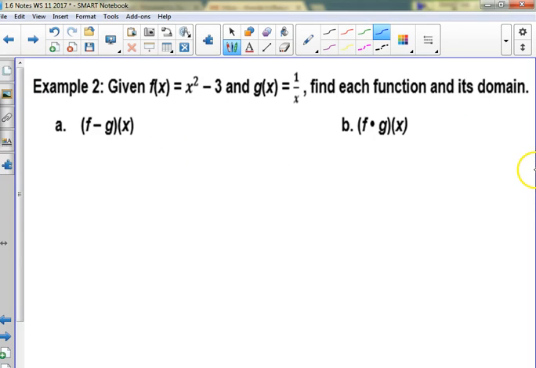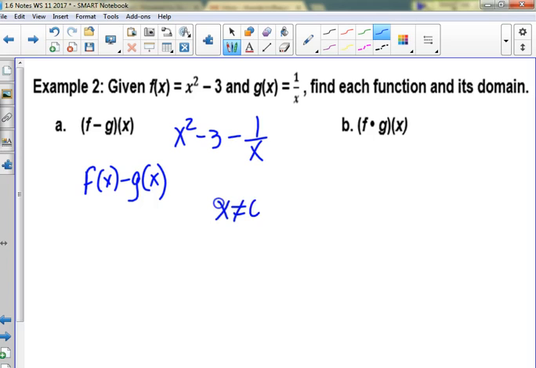I think they're blank for you to write down. f minus g would just be the same as f of x minus g of x. So what are we going to have? x squared minus 3 is f, and then we're going to subtract this, okay? What is the domain? Is there a restriction? Yes. x cannot be 0.